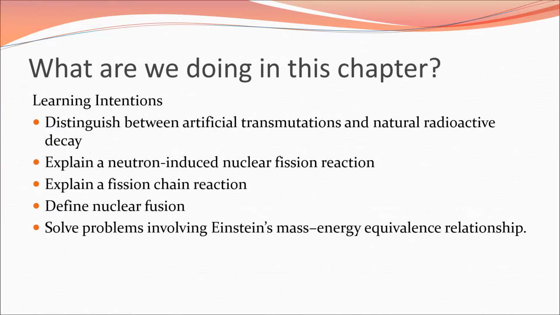What are we doing in this chapter? Here are our learning intentions for the whole chapter. We want to look at artificial transmutations and natural radioactive decay and the differences between them, how we induce nuclear fission, how we explain a fission chain reaction, such as in a power station or a bomb, talk about fusion and how that's different from fission, and we'll come back to Einstein's mass-energy equivalence relationship that we've seen before.